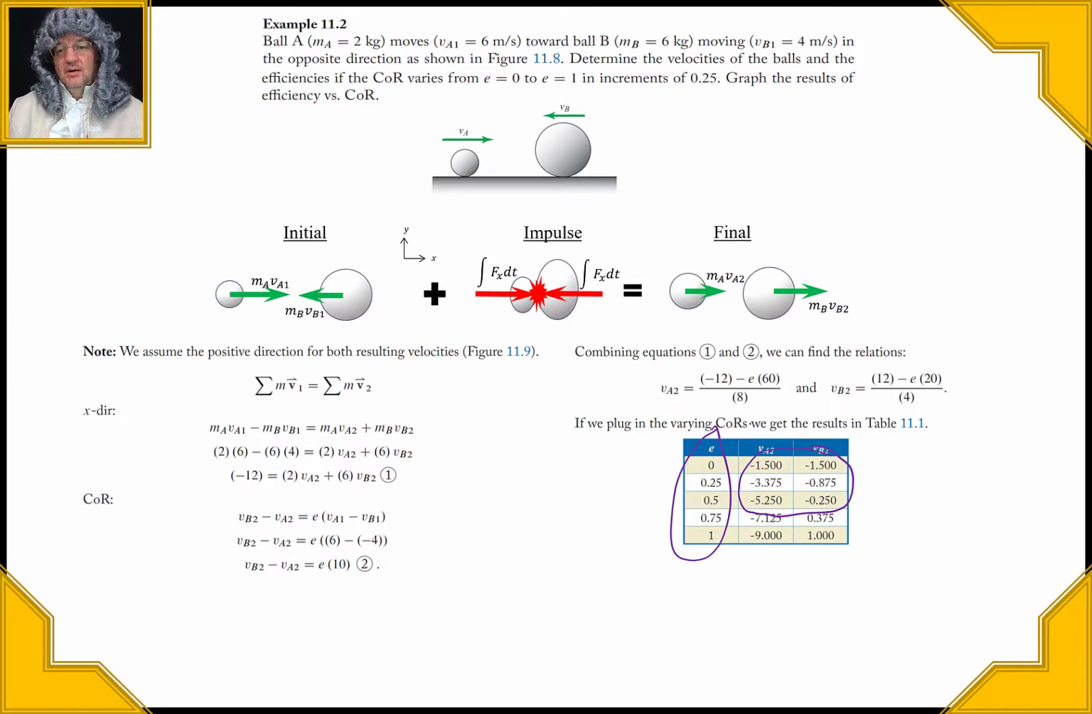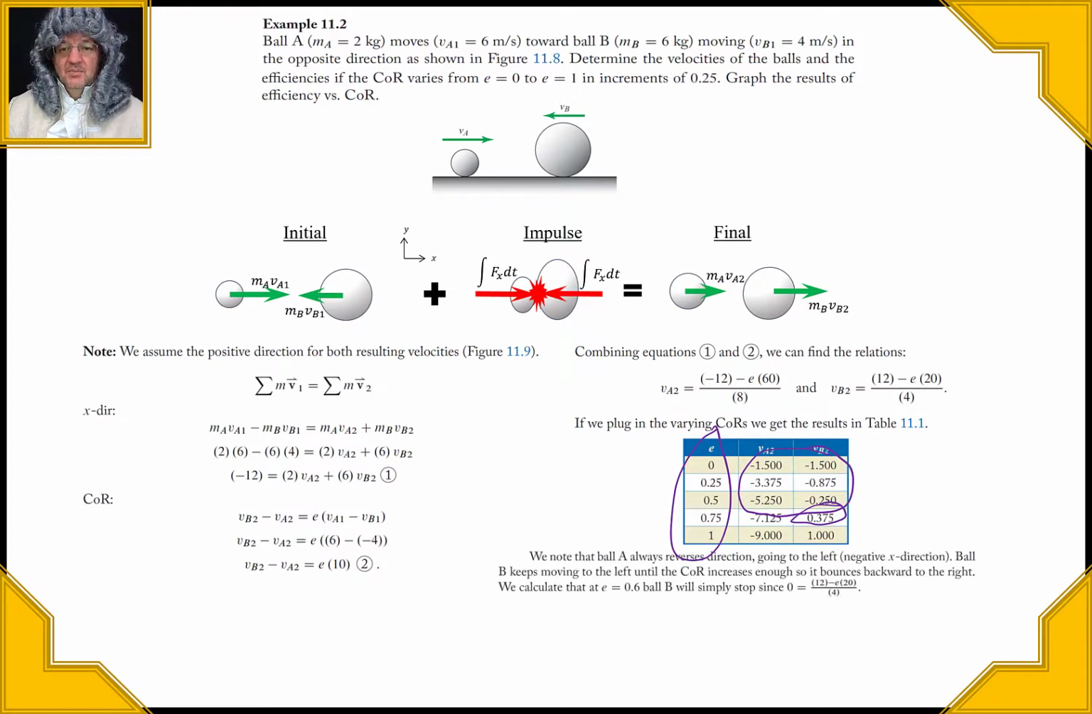But now, when we have the coefficient of restitution of 0.75, we note that ball B actually starts going in the positive direction, right? So it actually bounces back some, right? So let's see, and we can also figure out when the ball will stop, right? When is it going to stop?